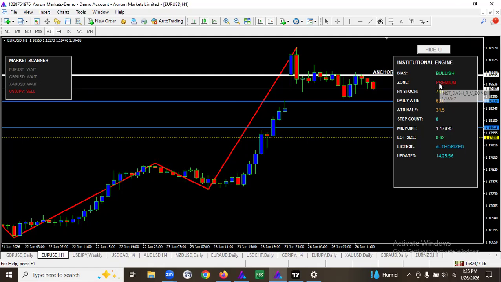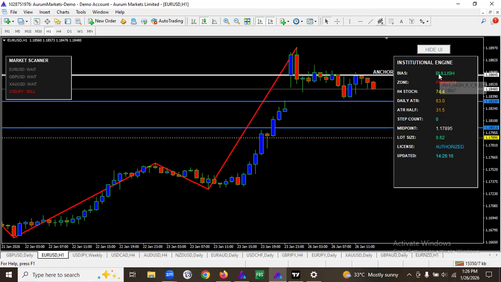When price is at premium, you're not looking for opportunity to buy. You're looking for opportunity to sell. Before you sell, you ensure that the daily bias changes from bullish to bearish. So once the bias changes to bearish, that's when you should be considering selling Euro USD.